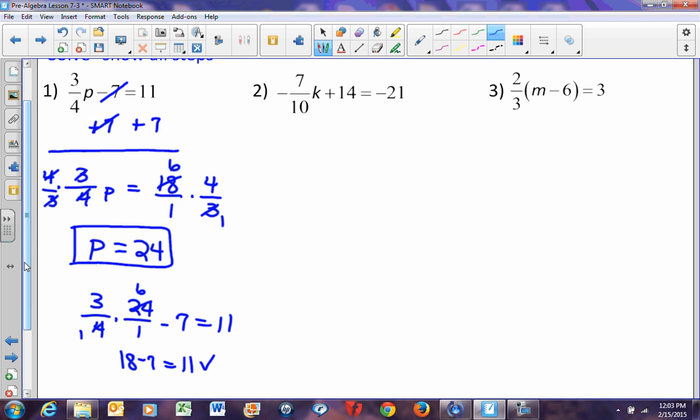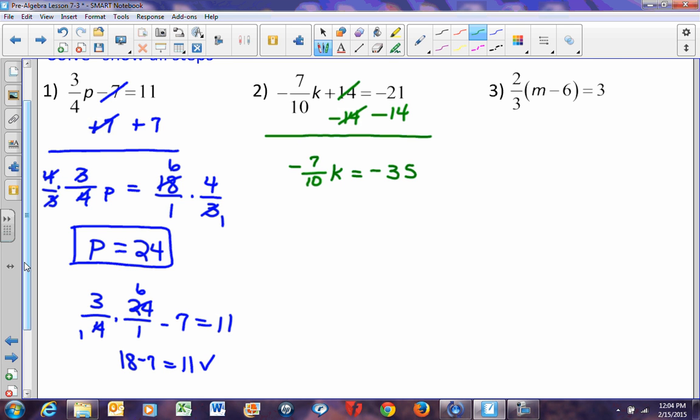Problem number 2 here. We have negative 7/10 k plus 14 equals negative 21. So I need to undo addition or subtraction first. In this case, I will undo the addition of 14 by subtracting it from both sides. Pay really close attention to your negative signs in this problem. These 14's cancel out, leaving me with negative 7/10 k. On the right side of the equation, I've got negative 21 minus 14, which is the same thing as saying negative 21 plus a negative 14. Same sign, add your numbers together and keep the common sign, which is negative 35.